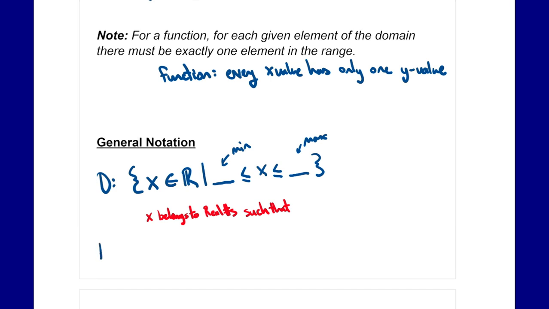For the range, it's going to have a similar notation, except instead of x, it's going to be y. So y is any real number, or belongs to the family of real numbers, such that, and then we have our restrictions. So where do the y values exist? Between what values? So it's very similar between the two. It will take some time getting used to, because it is a different format, a different way of writing things than you might have been used to, but hopefully once you look at some examples, it becomes easier to understand how we can determine the domain and range.